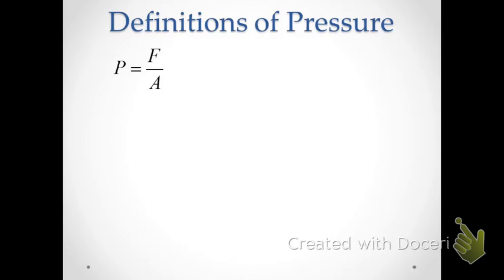We need to start with basic definitions. Of course, pressure is equal to force divided by area. And of course, in SI units, force has units of newtons, area will be meters squared, and newtons divided by meters squared gives us the SI unit of pressure, which is pascals.